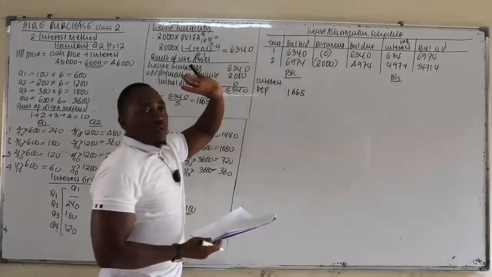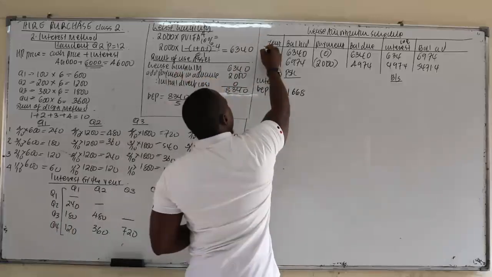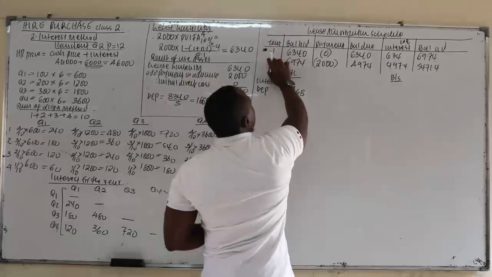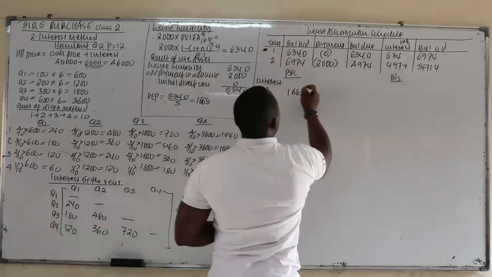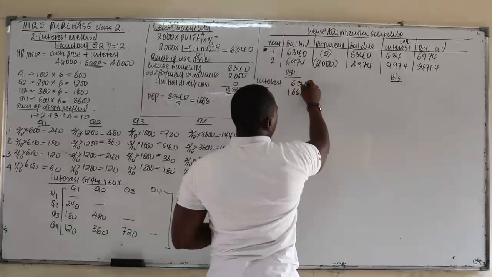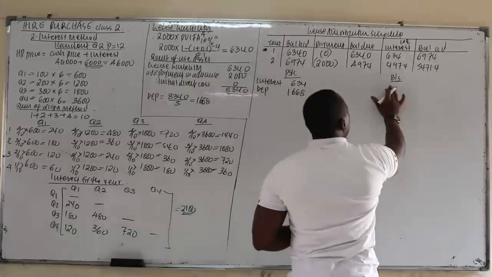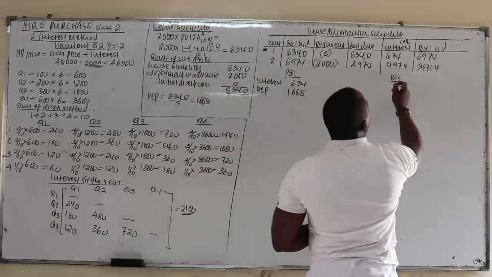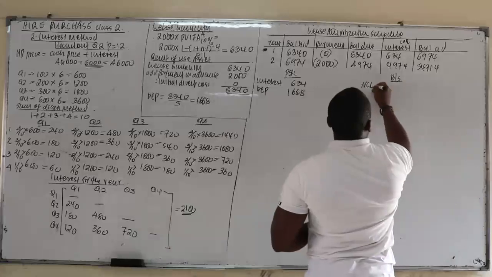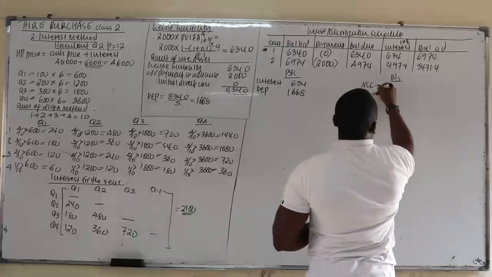Now, here we are prepared for 2 years. This is the year of operation, year one. And the interest for year one will be an amount of 634. Now, let's go to the balance sheet. To the balance sheet, you need to recognize a liability. You have a current liability and a non-current liability.